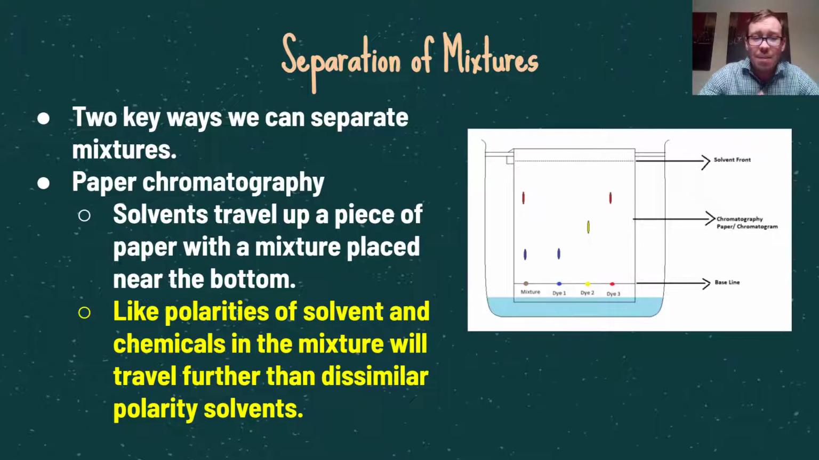The only difference is that like polarities of the solvent and the chemicals in the mixture will travel further than dissimilar polarity solvents. So as a result, we can separate mixtures of different polarities based on utilizing the solvent as well as what type of paper we are using. So for example, if we are using a polar solvent, the molecules that are polar are going to travel further up the filter paper than things that are less polar or non-polar. This is one way we can actually go through and separate mixtures as well as determine what dyes are present in the mixture of different dyes and the mixture of different substances. So it's a very powerful tool.